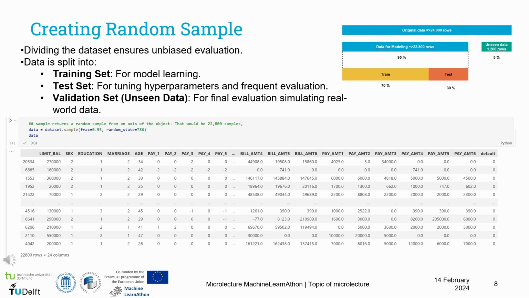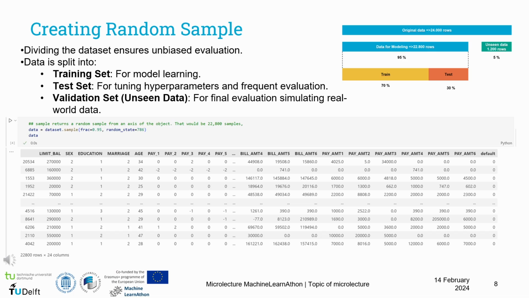To ensure that our evaluation is both fair and realistic, the dataset must be divided appropriately. We partition the data into three subsets: the training set, used for learning patterns, the test set, for internal model evaluation and tuning, and the validation set, which simulates unseen real-world data for final evaluation. This structure helps prevent overfitting and allows us to gauge how well the model will generalize to new data. We split the data in the following manner.